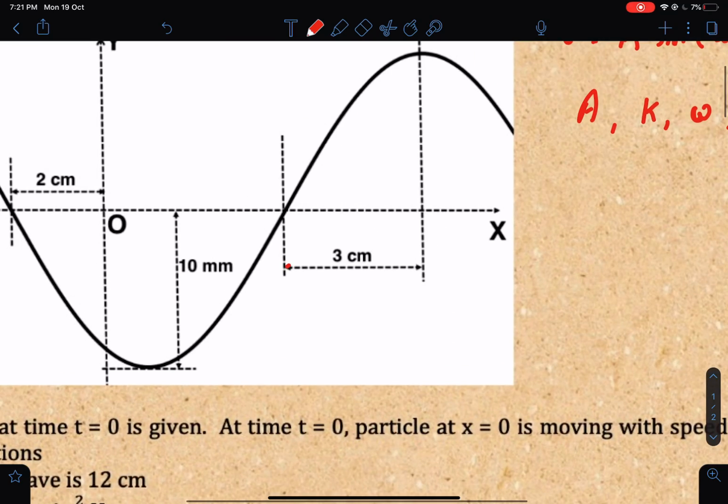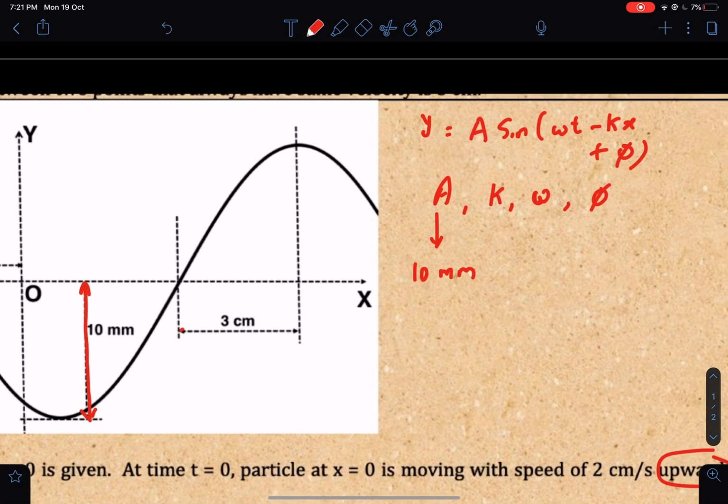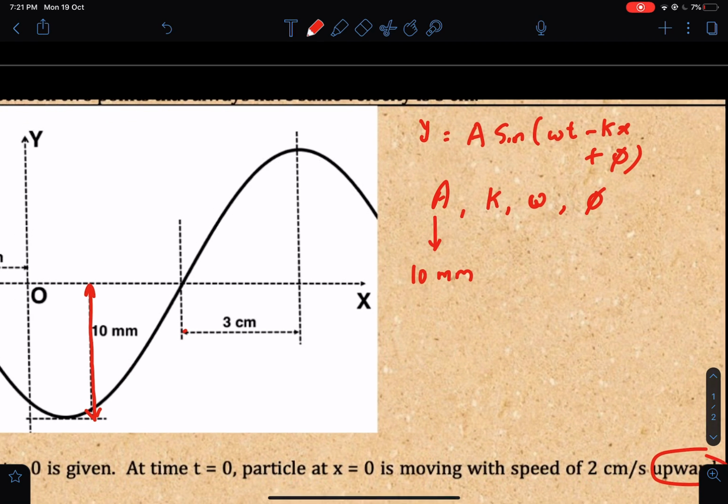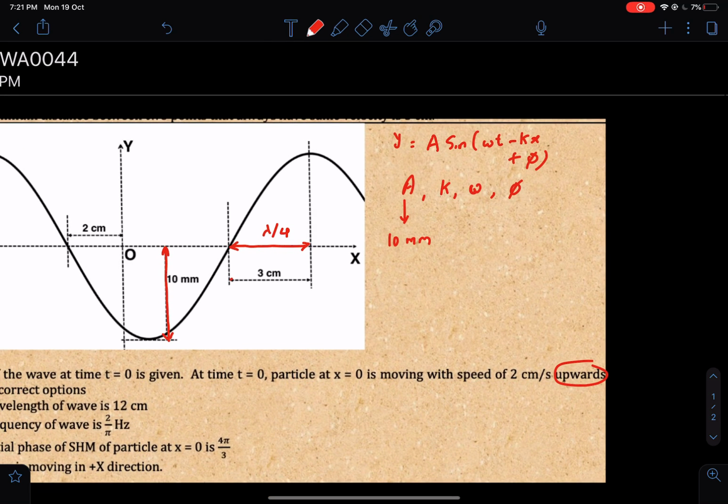Well, A is already given, which is the maximum distance that any particle can go, like the height of the wave. So it is 10 millimeter. As far as lambda is concerned, well, that is also indirectly given, because lambda by 4 is given. So this distance will be lambda by 4, as you know, because of the symmetry. So this is also lambda by 4.